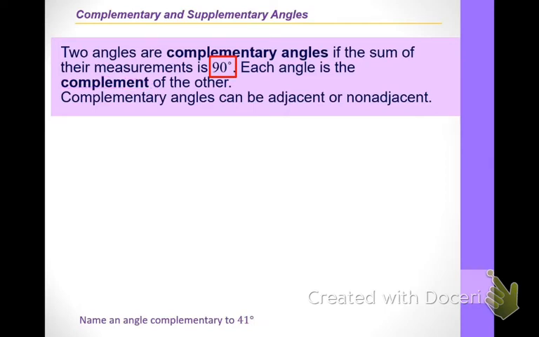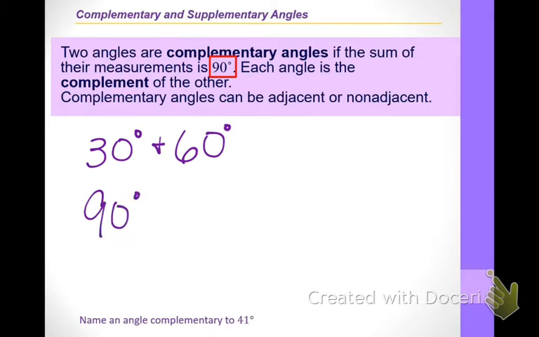Give me an easy number between 1 and 90. 30. She said 30. I like that. 30 degrees. Guess what is the complement to 30 degrees? 60. Those are complements of each other. So if I say find the complement, someone said 45 degrees. What is the complement of 45 degrees? 45. So is there a complement to 90 degrees? There is not. It'd be 0. There's no 0 degree angle.